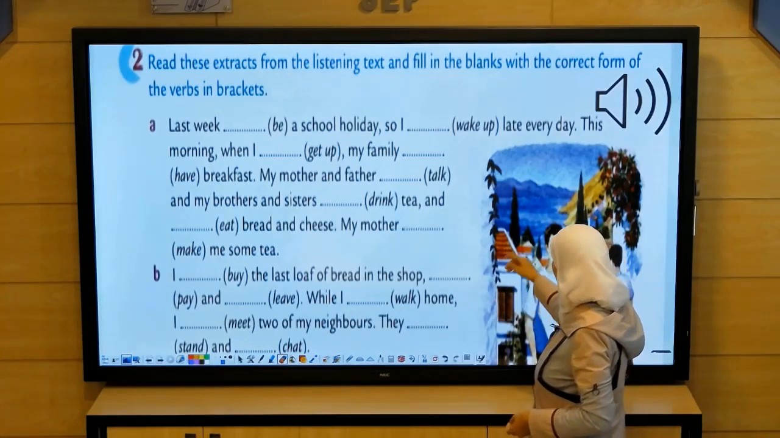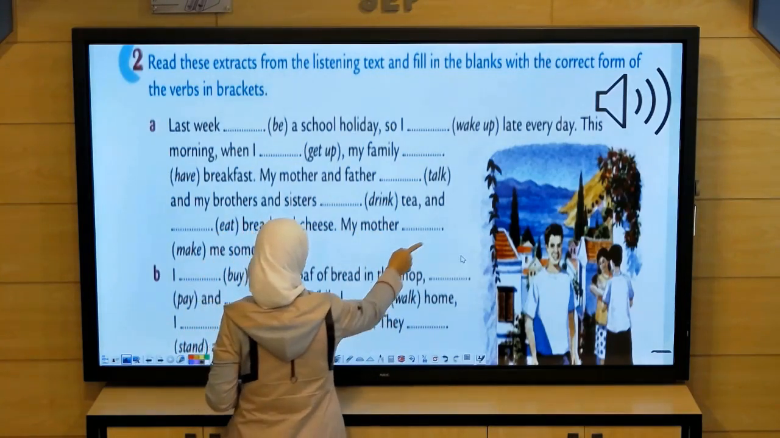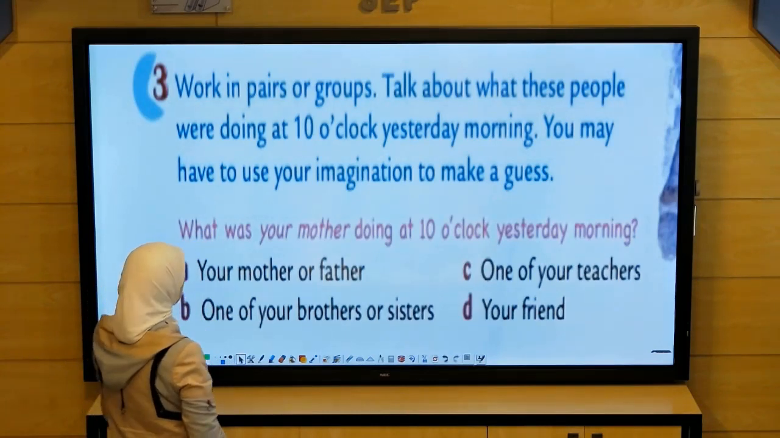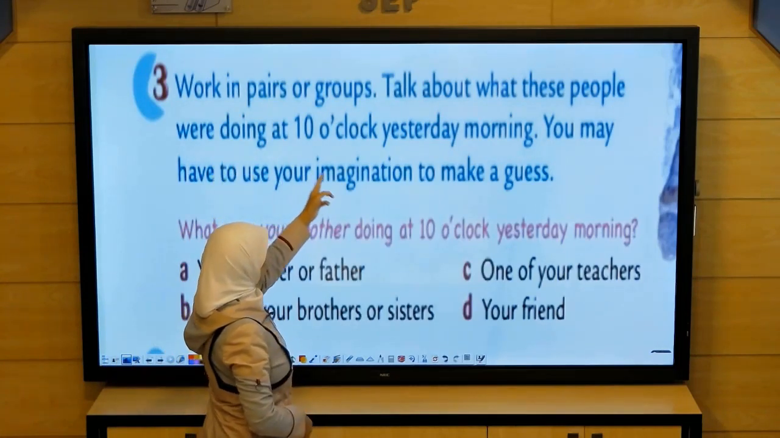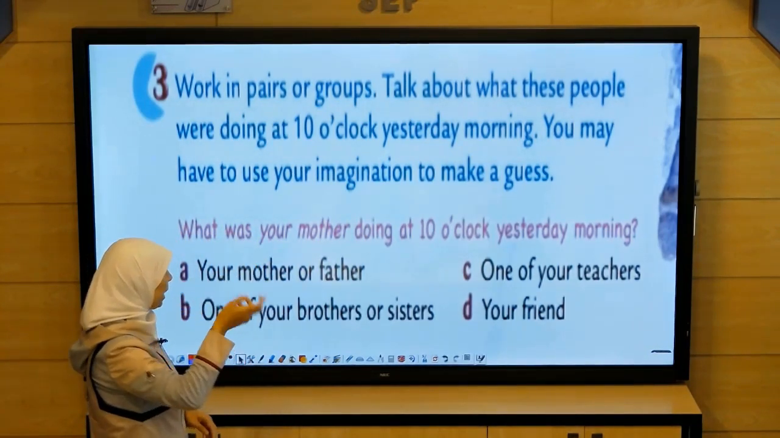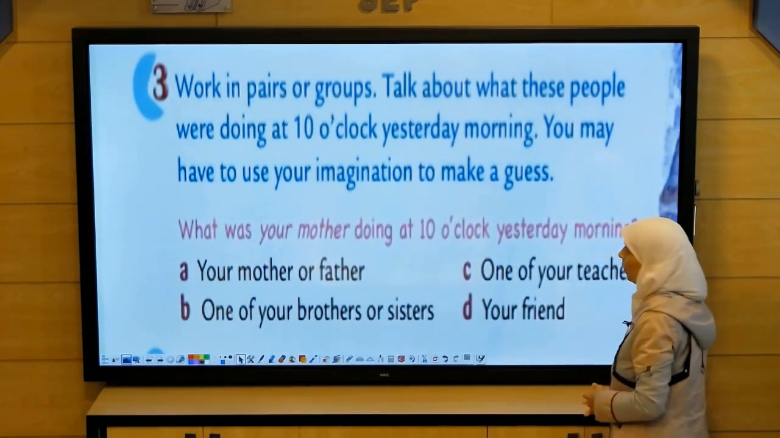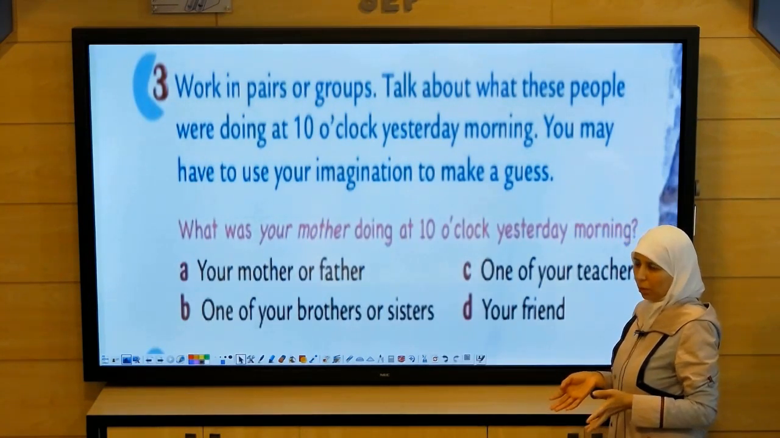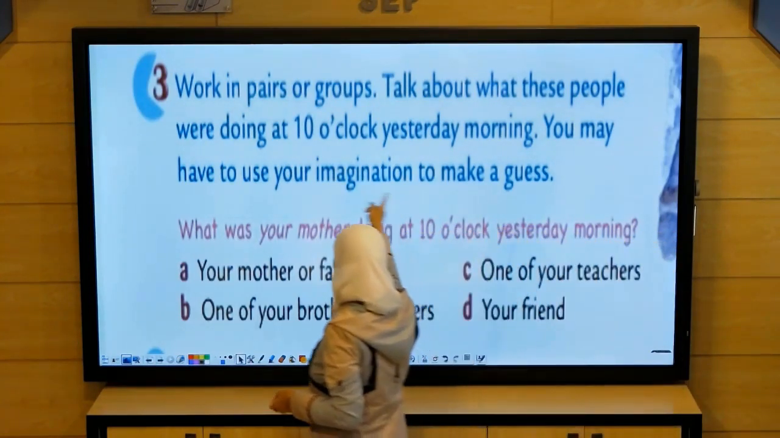I want you on page 12 to work in pairs or groups, talk about what these people were doing at 10 o'clock yesterday morning. You may have to use your imagination to make a guess. What was your mother doing at 10 o'clock yesterday morning? Perhaps she was cooking or she was preparing breakfast. Try to use your imagination.